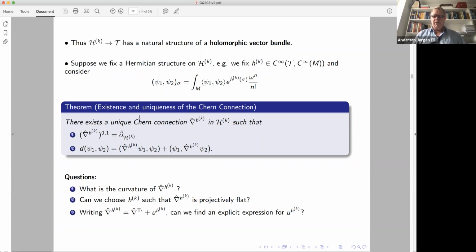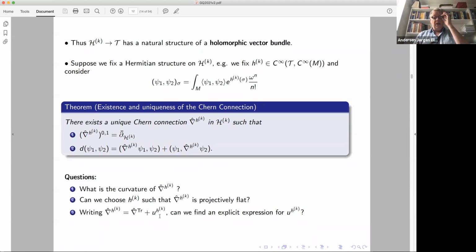So there exists a unique connection in this bundle in such a way that its 0, 1 part is the given d bar operator coming from the holomorphic structure of this vector bundle we have, and such that the connection is compatible with this inner product here in the standard way. But the question immediately arises, of course, what is the curvature of this guy? And can we choose this Hermitian structure in such a way that this maybe is projectively flat? And actually, can we write this guy as the trivial connection plus some differential operator? It would be very nice if we knew that this was given by differential operators.